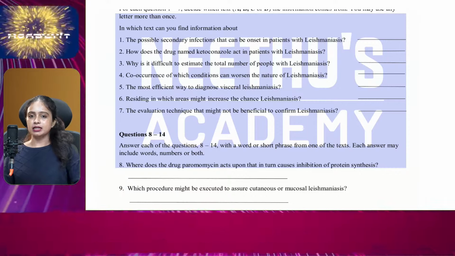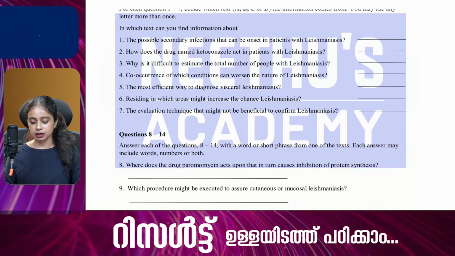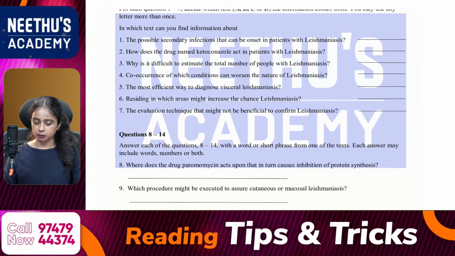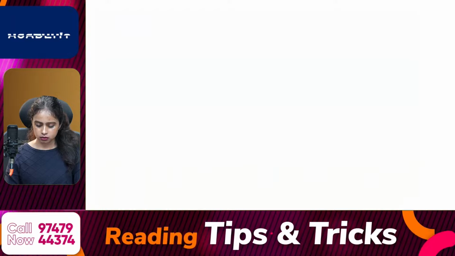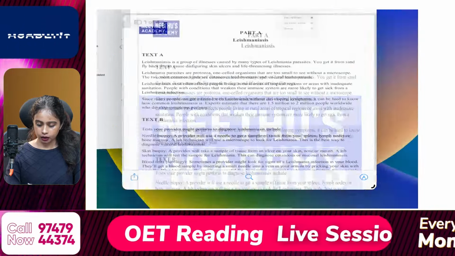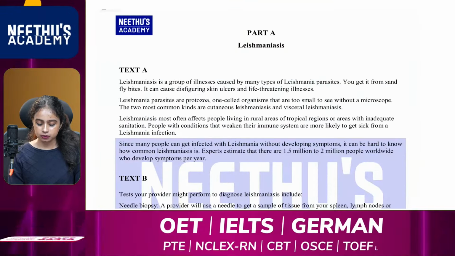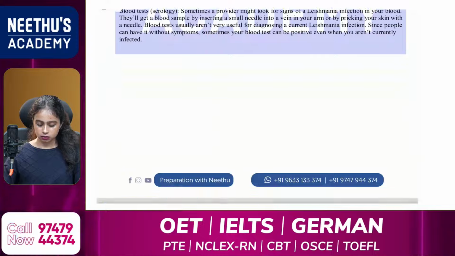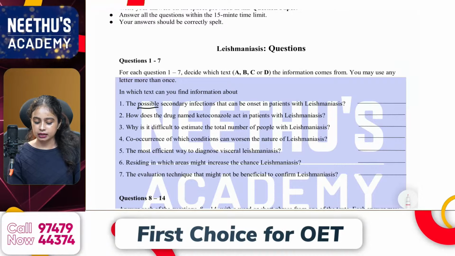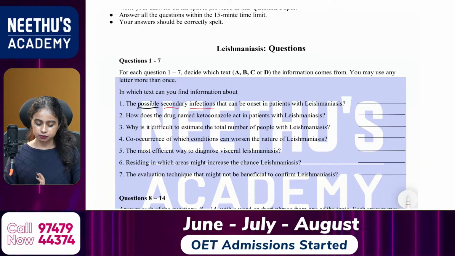So now tell me, what is your answer for the first question? The possible secondary infections that can be onset in patients with leishmaniasis. Okay. So my keywords from the question: possible, then secondary, infections.